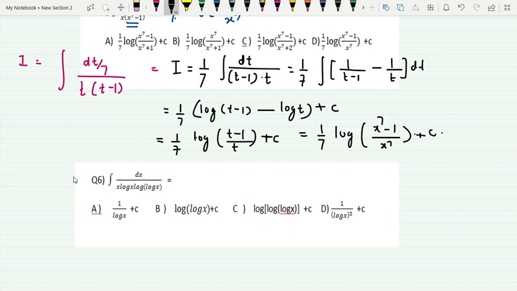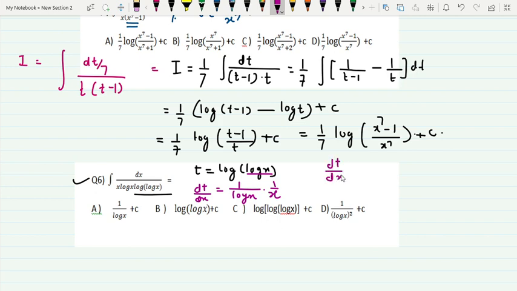Okay. Then let's see question number 6. Here if you put this is equal to t. See here t is equal to log of log x. Then what you will get? dt by dx. See here dt by dx. Derivative of this is what? 1 upon log x into derivative of log x. It is 1 upon x. So dt by dx is equal to 1 upon x into log of x.